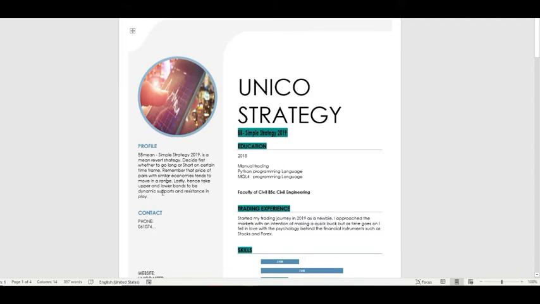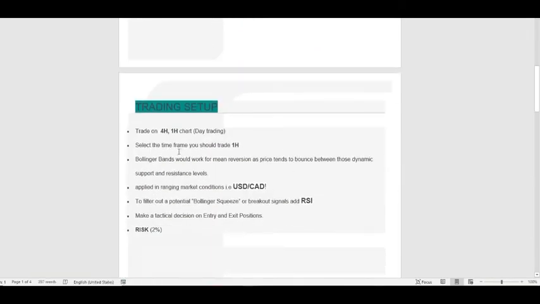I've explained which pair. Usually it's USD CAD. I usually use this on USD CAD because they have similar economies. So what are the trading strategy steps, the setups? Trading setup: trade on 4 hour. I usually trade on 4 hour, 1 hour chart when I'm doing day trading. Select a time frame you should trade. I usually like 1 hour on USD CAD.